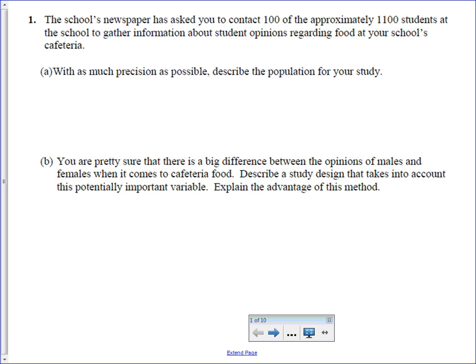Okay, so this is the review for the Unit 3 test on designing studies. Number one, the school's newspaper has asked you to contact 100 of the approximately 1,100 students at your school to gather information about the student opinions regarding food at your school's cafeteria. With as much precision, describe the population of your study.